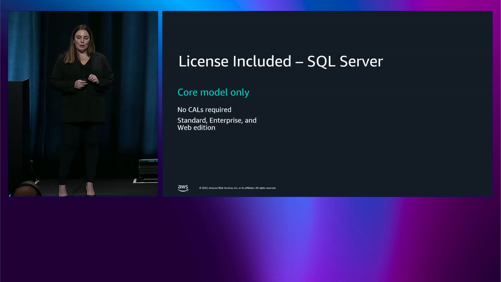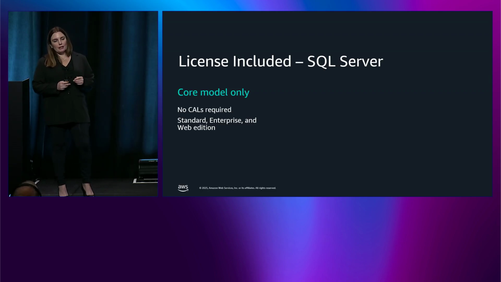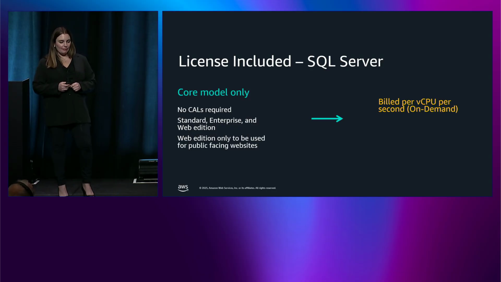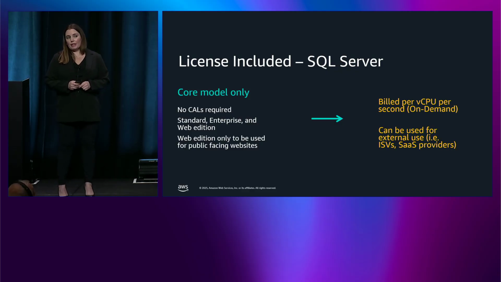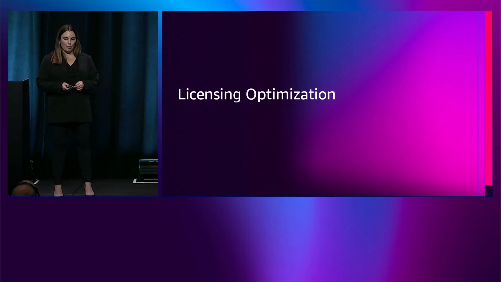Web edition can only be used for publicly accessible websites. If you're not familiar with that edition, that probably means you can't use it, but it is something that we do offer for up to 2022. All right, so this is also billed per vCPU per second for on-demand instances, and it can also be used for external use. So again, if you're an ISV or a SaaS provider, this option also replaces the SPLA BYOL that was removed.